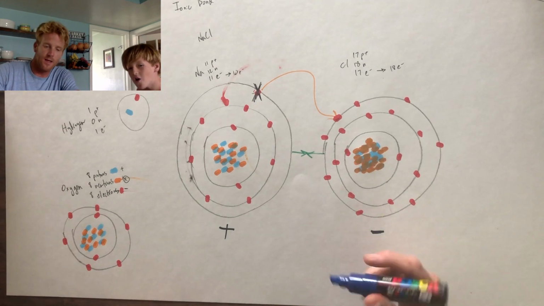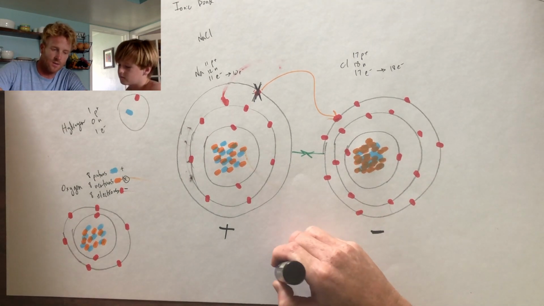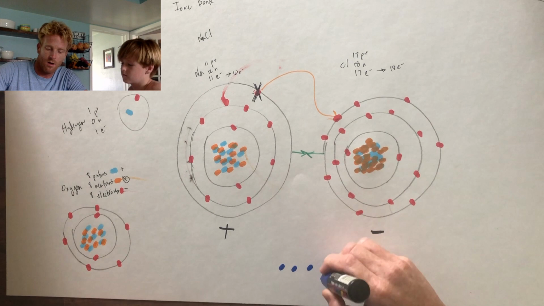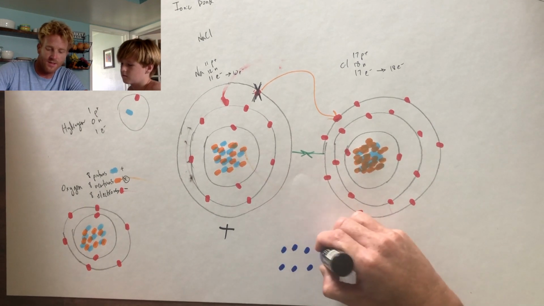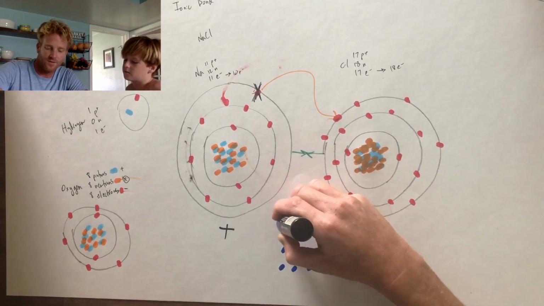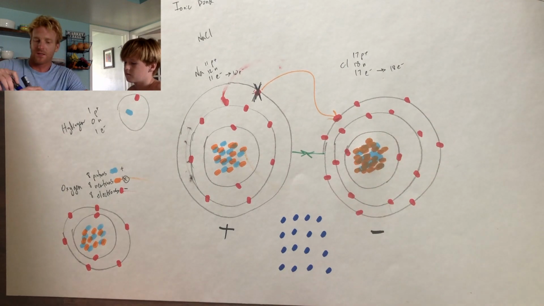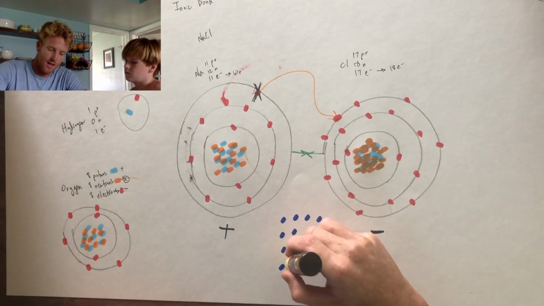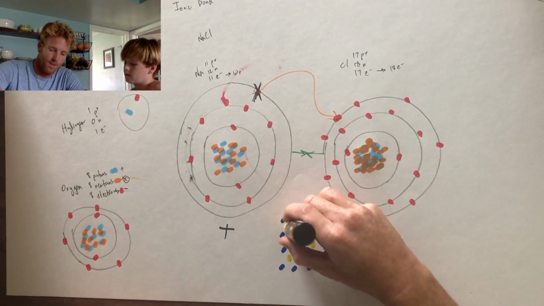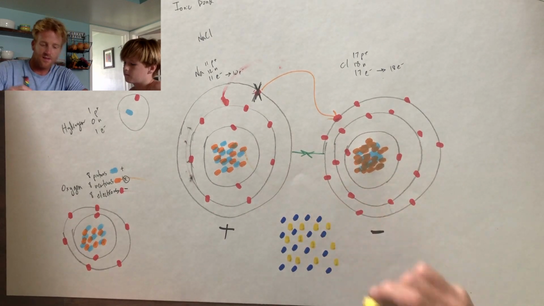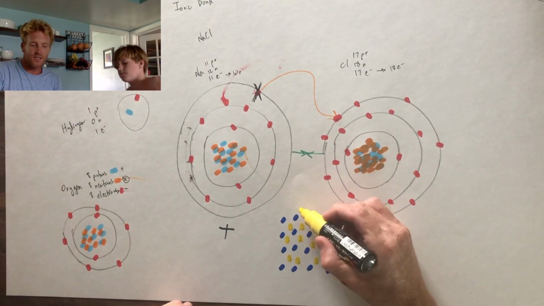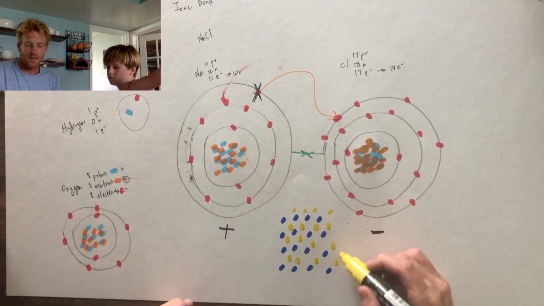And so if you were to zoom in on table salt, it would look like this. Imagine these blue dots are sodium. You'd have all of this, different layers of sodium. And between them, that's where you would have the chlorine in yellow. They would just stick together like this in this big 3-dimensional crystal that looks like that.